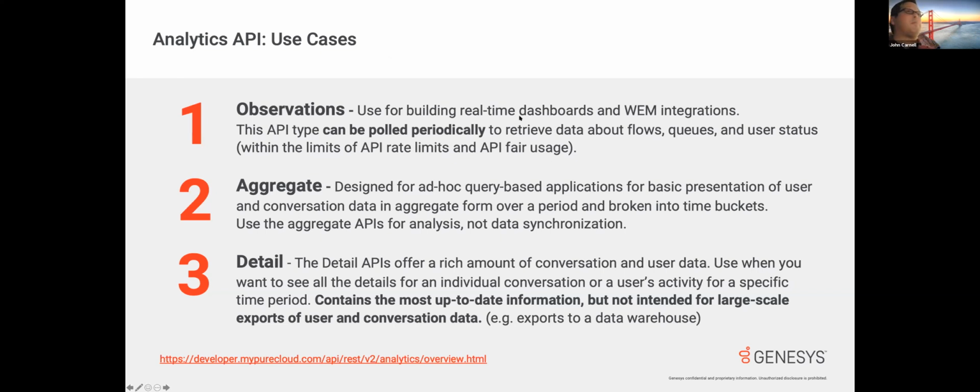This API can be pulled periodically to retrieve information, but you still have to watch your API rate limits and your fair usage. I believe, and don't quote me on it, but I believe we do 300 calls per minute on an OAuth client. So that would be your API rate limit. And your fair usage is actually broken down quite a bit across different APIs. So I'm not even going to try to go into that. But if you're thinking about, hey, I just need to be able to snapshot data every minute, every couple minutes of just what's going on in my queues or with my users on the Genesys Cloud platform, observations is really the place to look at.